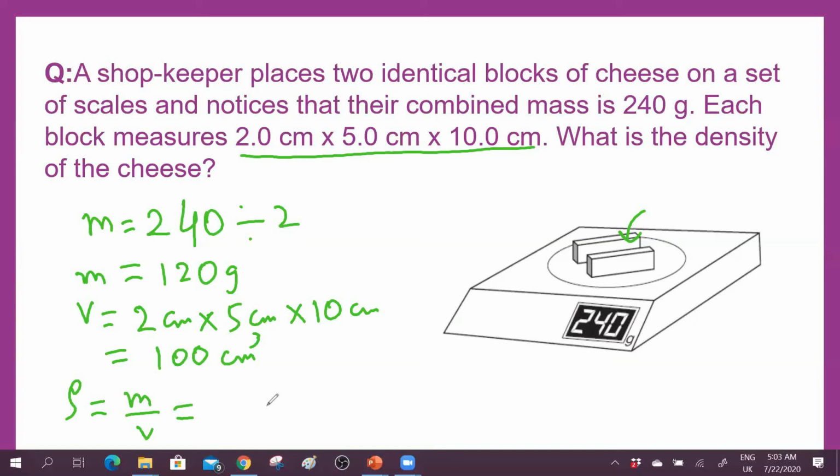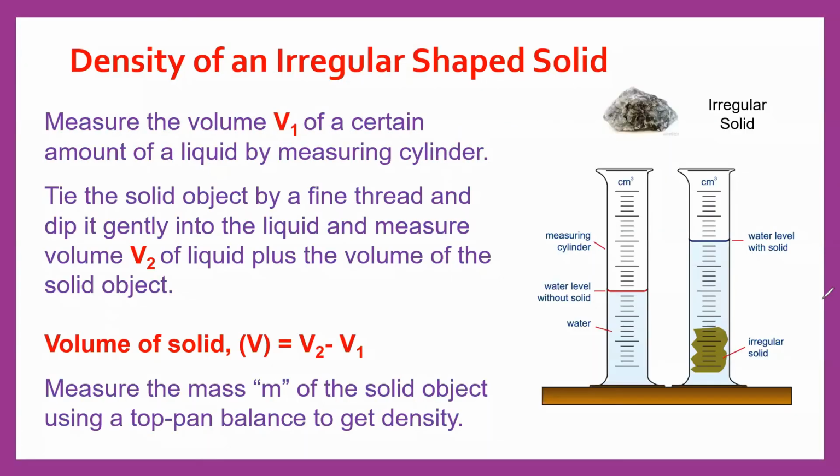So the mass is 120 gram divided by volume is 100 cubic centimeter. So we can find the density of the 1 block of the cheese, that is 1.20 gram per cubic centimeter. Now I'm going to talk about density of an irregular shaped solid.